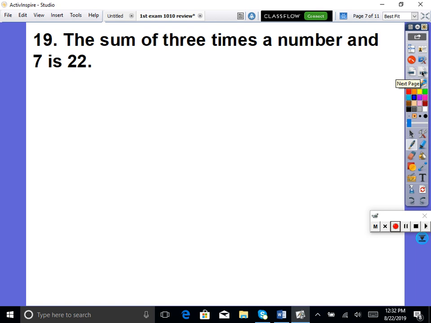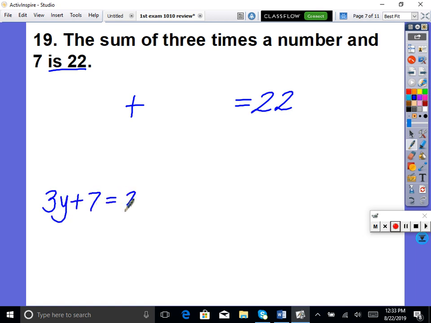Okay, let's look at 19. The sum of 3 times a number and 7 is 22. So I start with equals 22. There's my "is 22" part. The sum, we have an addition of 3 times a number and 7. So the question is, is this 3y plus 7 equals 22, or is this 3 times (y plus 7) equals 22? We've got to read this very carefully and decide. The sum of 3 times a number and 7.